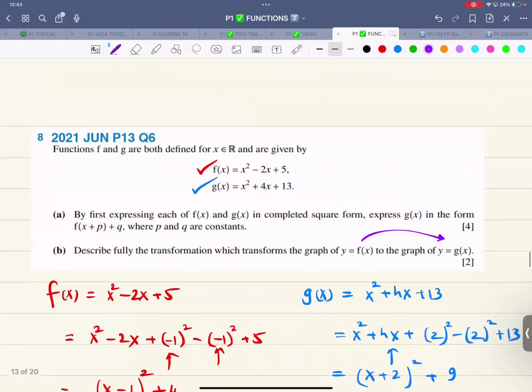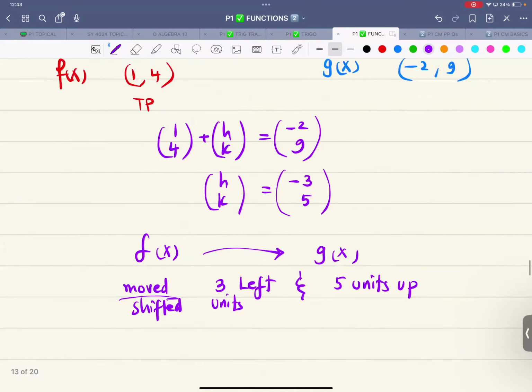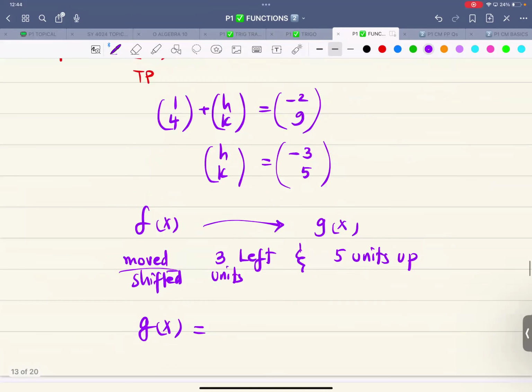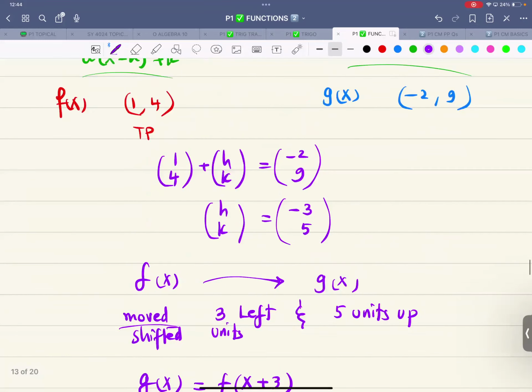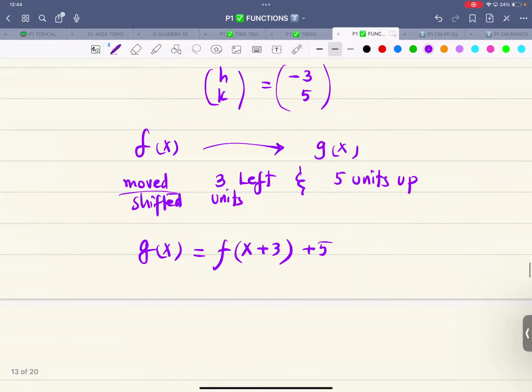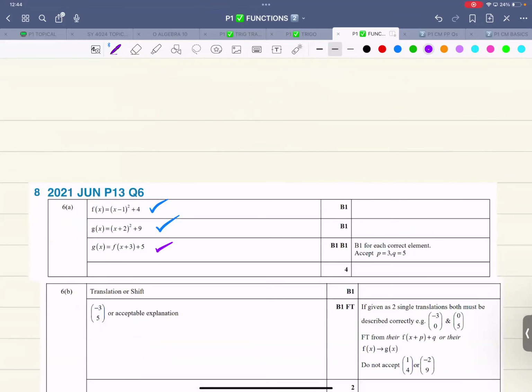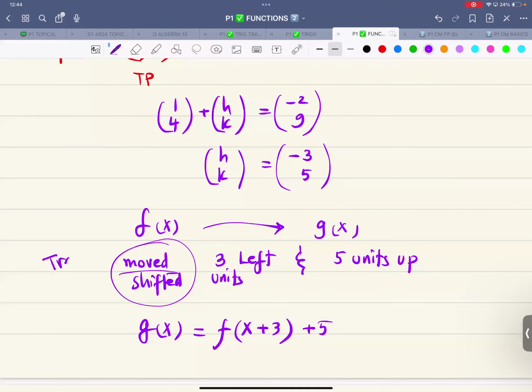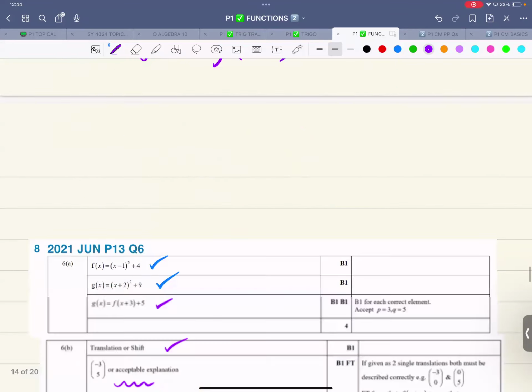Now we have to express g(x) in the form. So we will write g(x) equals, because this is 3 units left, we will write x plus 3, and this is f. And what is left? f(x plus p) plus q. And what is q? That is 5. Let's double check. f(x plus 3) plus 5. As far as the explanation is concerned, that's already done. It's translated, shifted this many units to the left and this many units up.